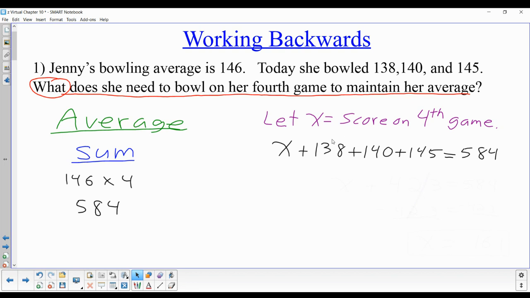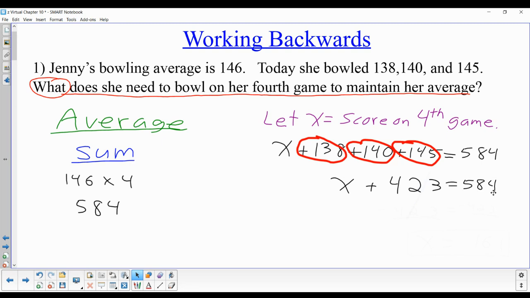So we have like terms. We have 138 plus 140 plus 145. That equals 423. You then copy everything you did not use. We did not use the X, we'll keep it there with the plus sign. Did not use the equal, did not use the 584. Now we have an equation we can solve.